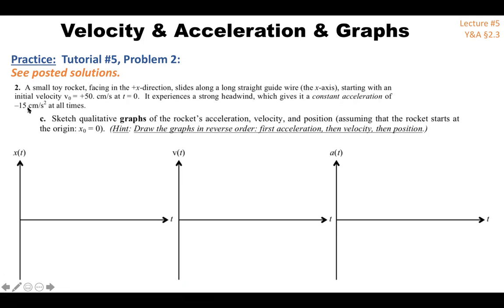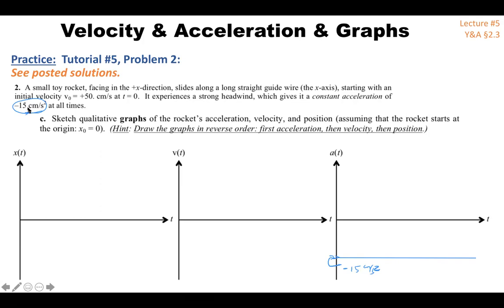Well, we're told that the acceleration has a constant value of negative 15 centimeters per second squared at all times. Then I want to draw a graph that does exactly that. So I want to create a graph that is a straight line at negative 15. I'm just going to draw it over here. Negative 15 centimeters per second squared at all times. That's it. My acceleration graph is now done.